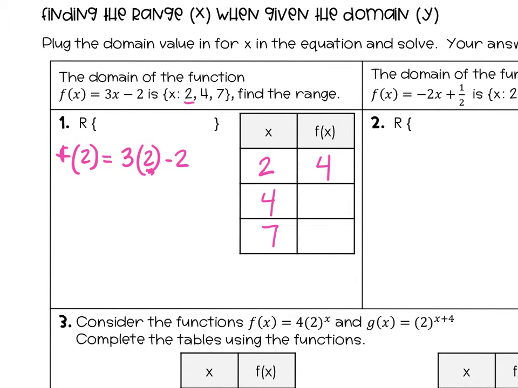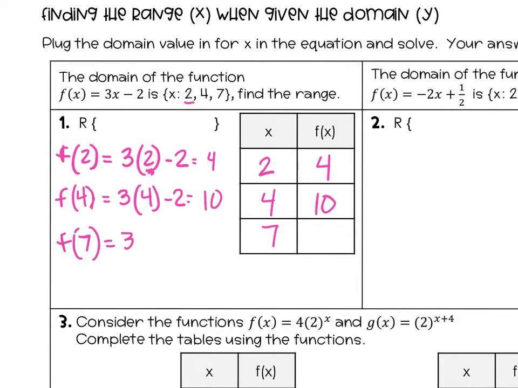I'm going to go ahead, or no, I'll wait on that, sorry. So next I'm going to plug in f of 4. Alright, so 3 parentheses 4 minus 2. I just type that in and get a y value of 10. And lastly, I'm going to do f of 7. So that would be 21 minus 2, which is 19.